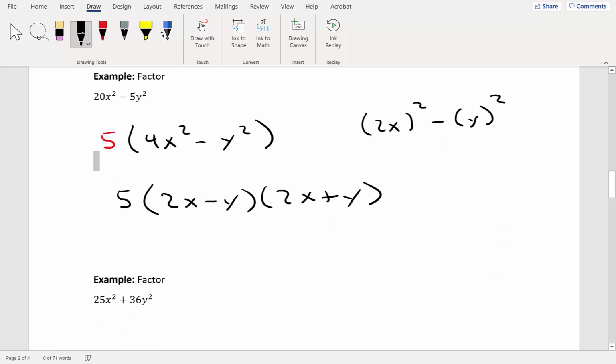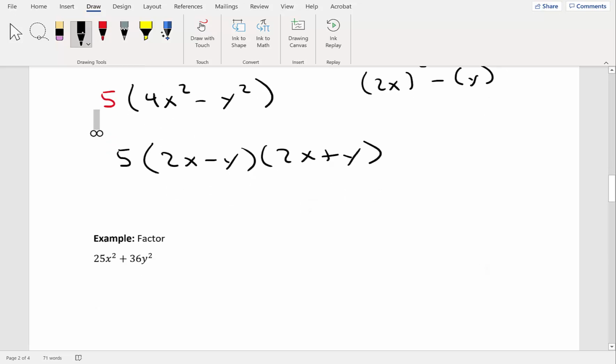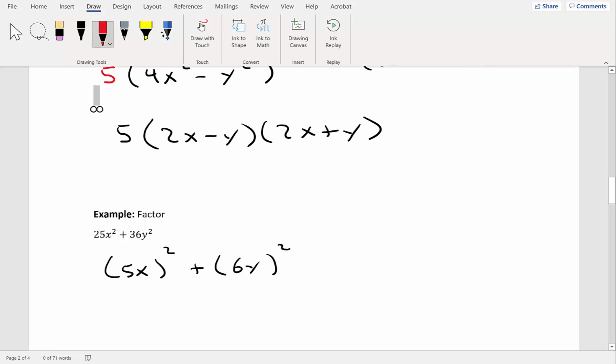Okay, next problem. We want to factor 25x squared plus 36y squared. So I can indeed write these as some term raised to the second power and some other term raised to the second power. I can write it as 5x raised to the second power plus 6y raised to the second power. But be careful here, this is not a difference of two squares because we have that plus in between them. This is a sum of two squares. And what we saw is that a sum of two squares can't be factored.